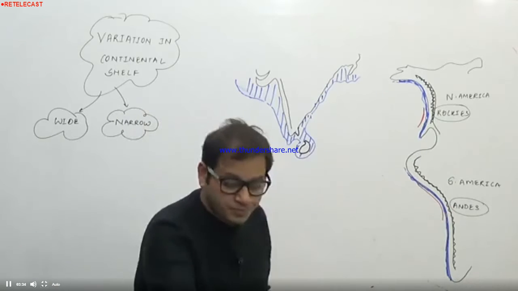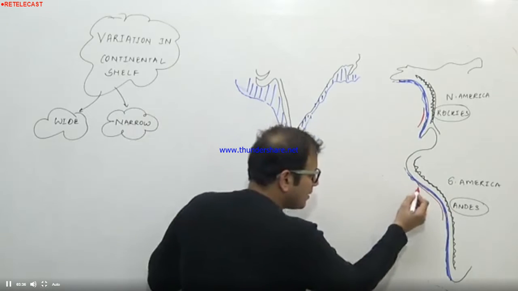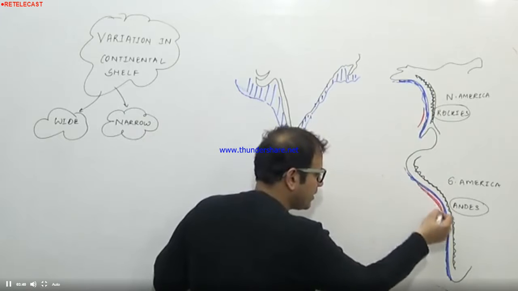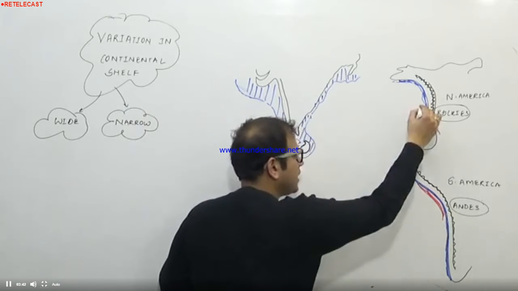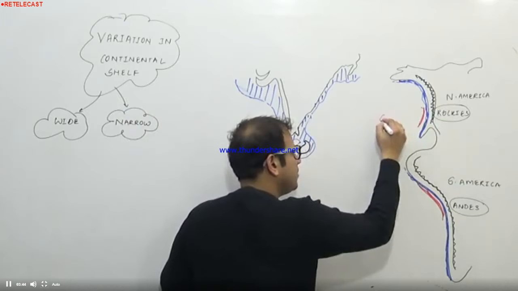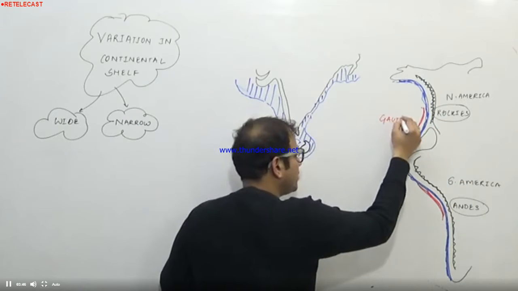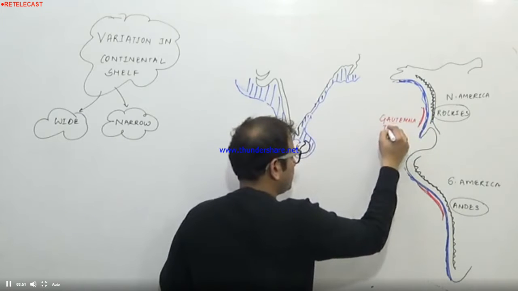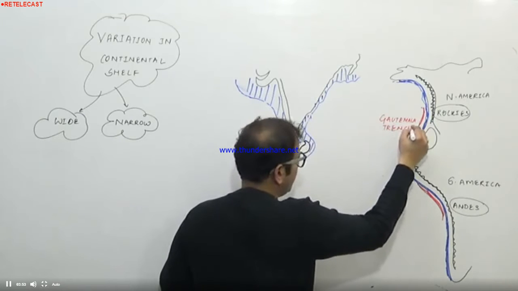Here there will be some narrow line which will be of a darker blue in color. I am using the red color code to show you that line. Here it will be written as Guatemala Trench. It is written as Guatemala Trench.